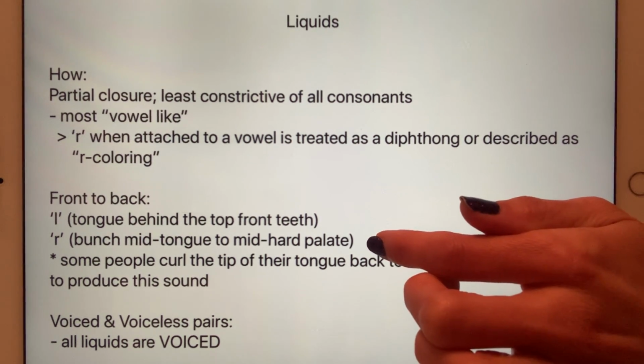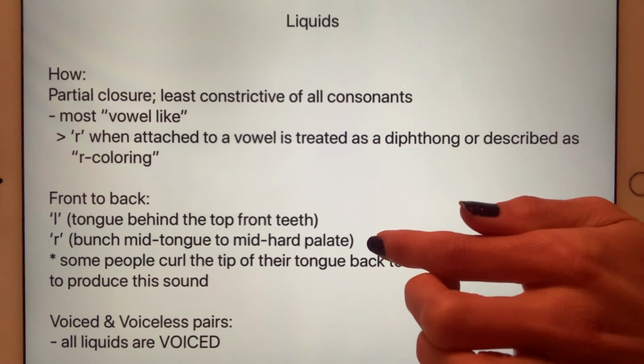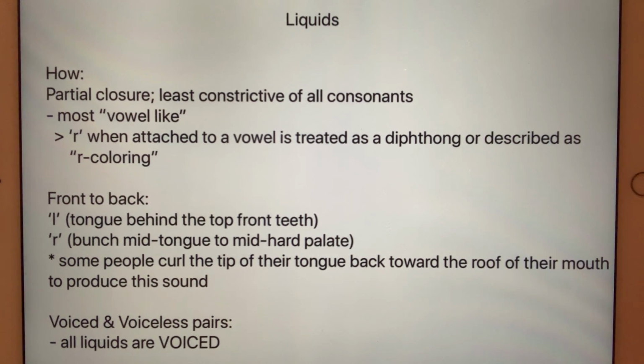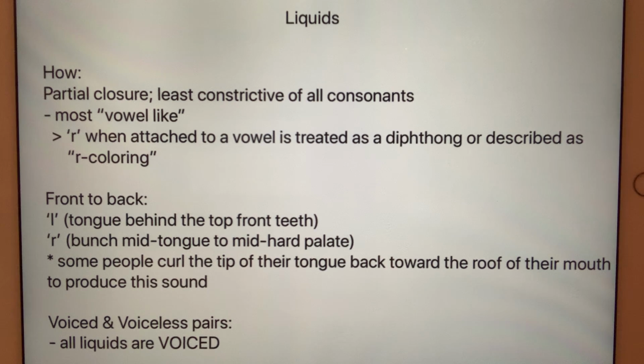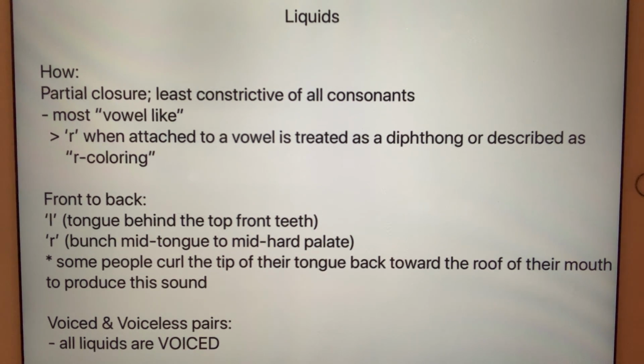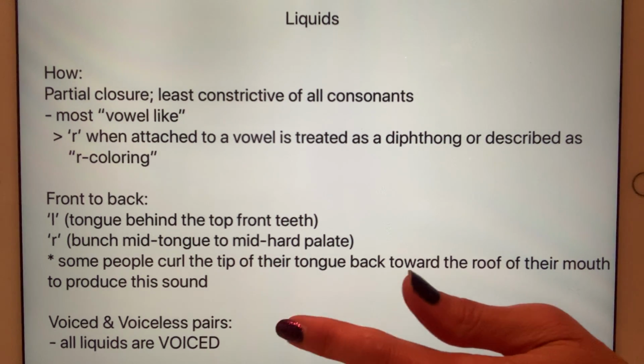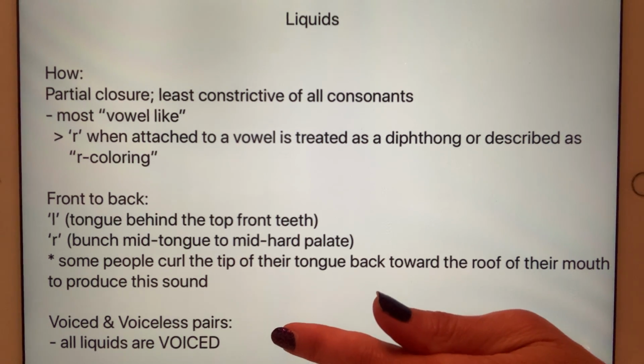R is tricky. We all make R a little bit differently. Some of us make it by scooting the front of the tongue back and bunching the middle of our tongue up against that palate. And some of us make it by actually turning the tip of the tongue toward the back of the mouth. It happens both ways here in America and across the world. Lots of people make the R differently, which adds to the challenge of singing liquids. Also good to know, all liquid sounds are voiced.